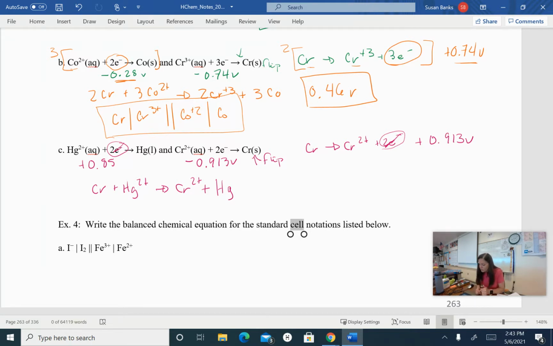So the overall voltage for this, we're going to add these two together. So when we add these two together, we will get a positive 1.76 volts.